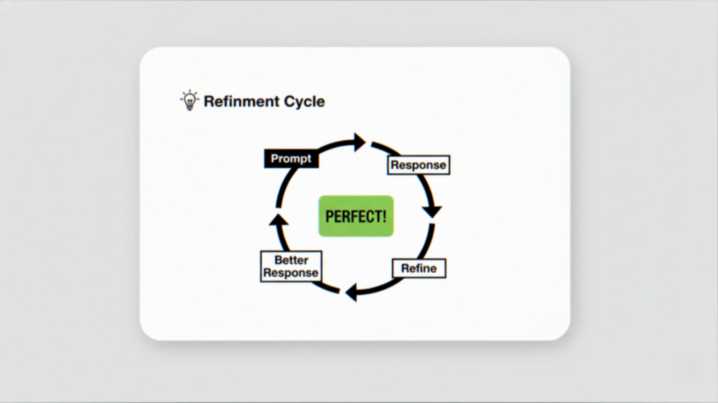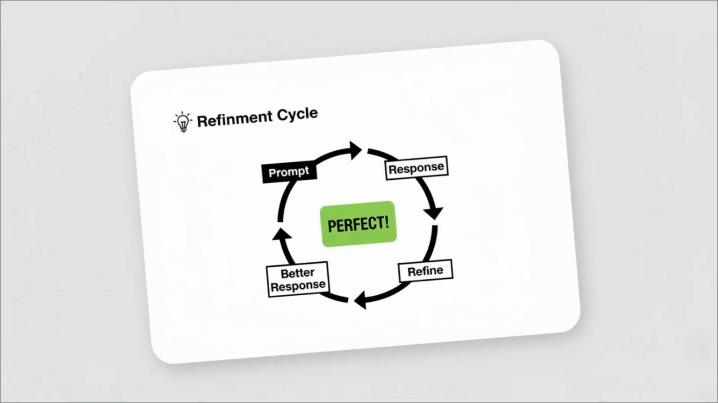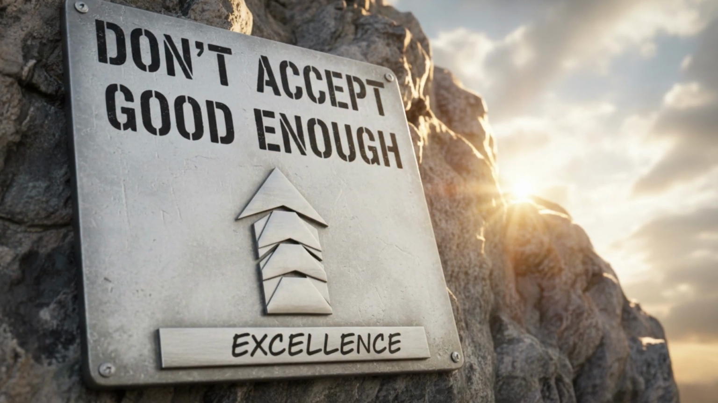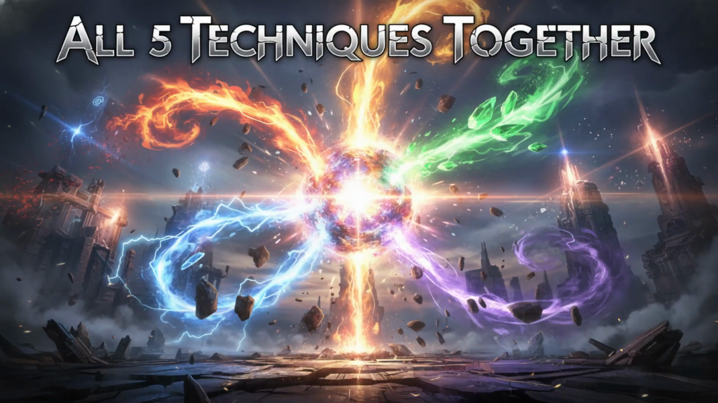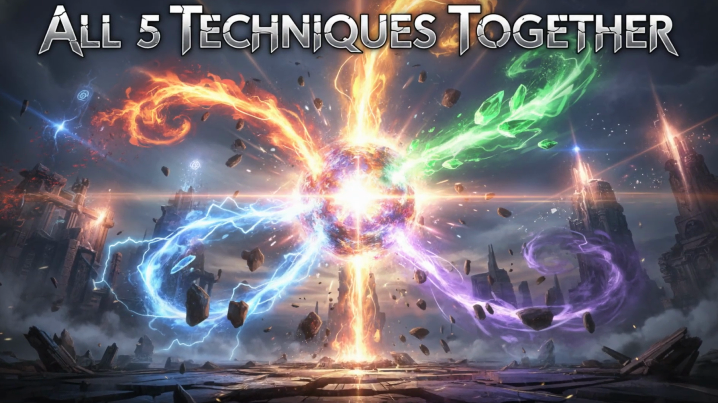Each refinement improves the output. By the 3rd or 4th iteration, you often have exactly what you need. Don't accept good enough. Push for excellent through refinement. Now let me show you these 5 techniques working together in one powerful prompt.